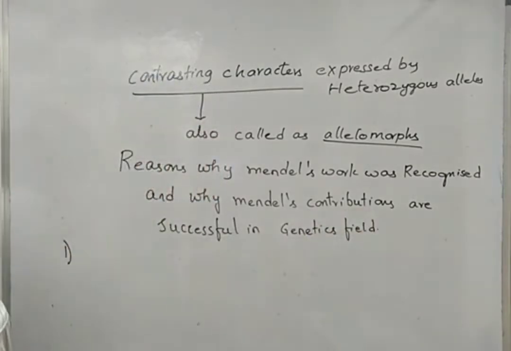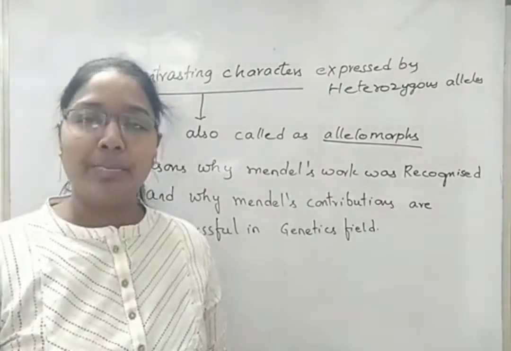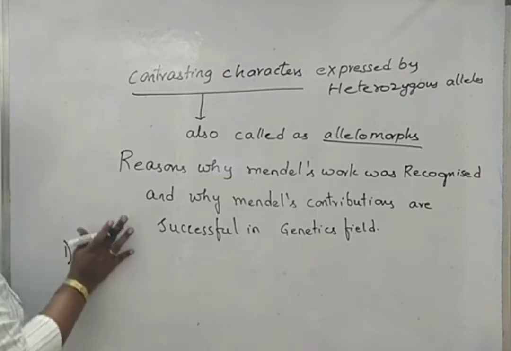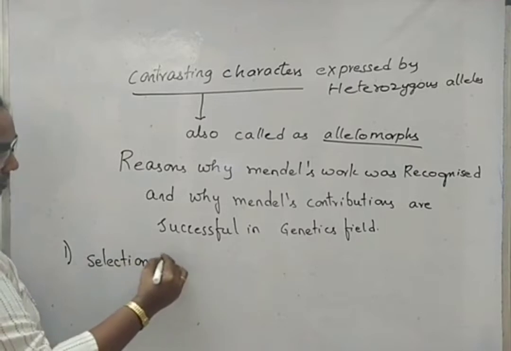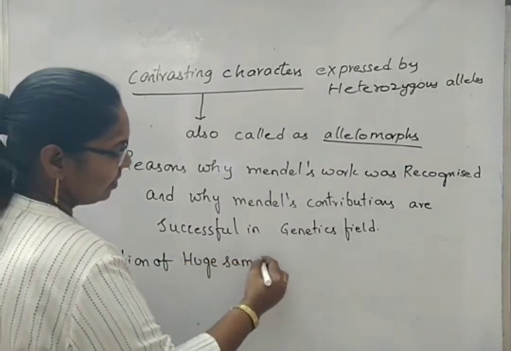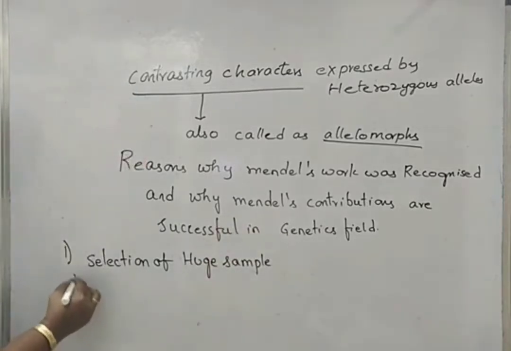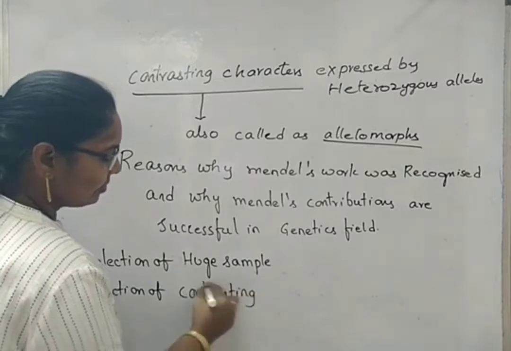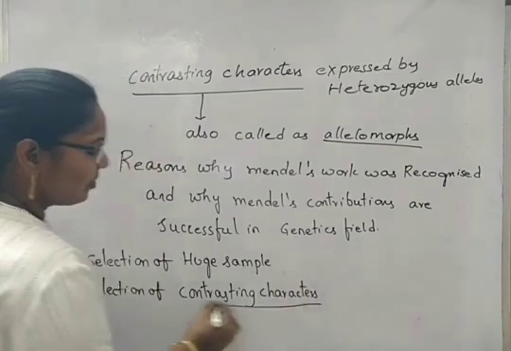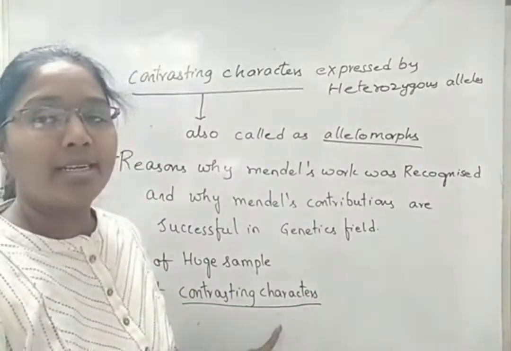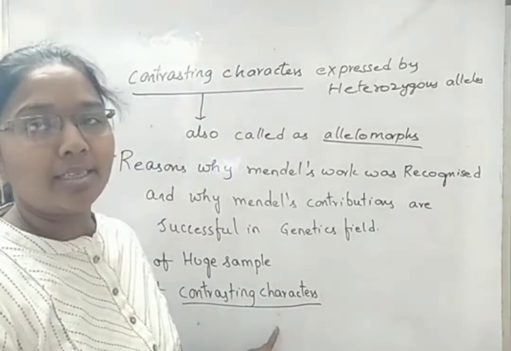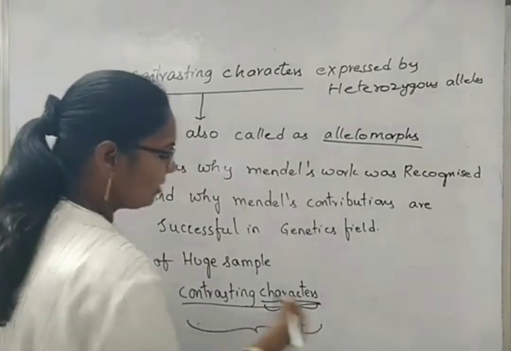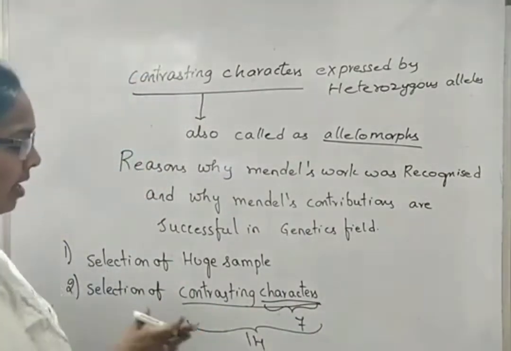First thing we can take is that Mendel used approximately 24,000 pea plants, so we can write a sentence like: taking a huge sample, or selection of a huge sample. This can be one of the reasons. Next, selection of contrasting characters. How many characters were selected by Mendel in the pea plant? The characters selected by Mendel are 7, and the contrasting characters selected by Mendel are 14. What are those? Yes, we will see after this topic.